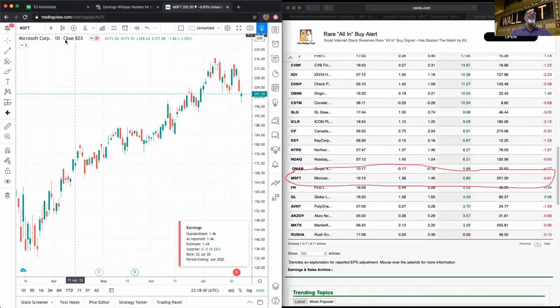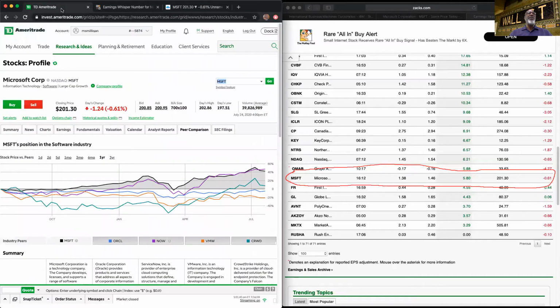Now I'm going to my TD Ameritrade account, and I already have Microsoft in here, and I went to my peer comparison. I'm just eyeballing the chart. You can see that Microsoft is the black line, but this purple line, ServiceNow, actually has been performing as well, if not better, than Microsoft. Let's do a little digging, which is what I did.